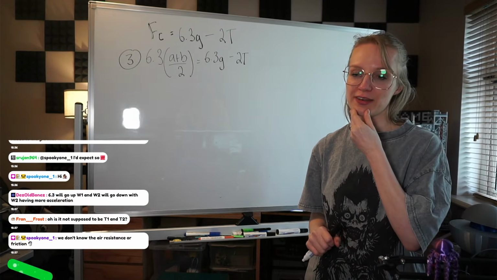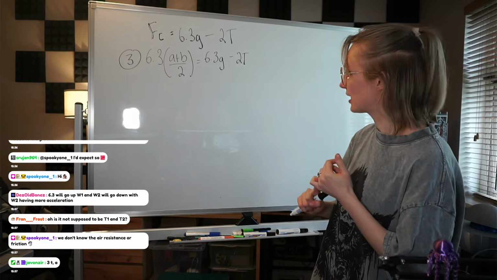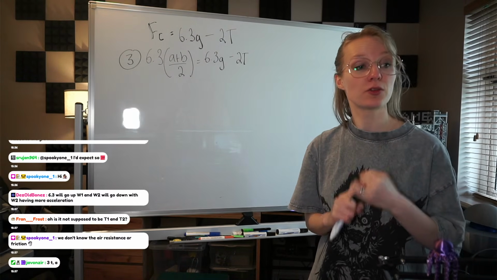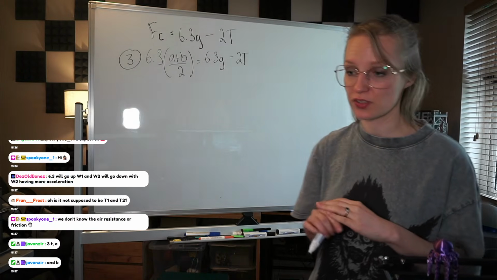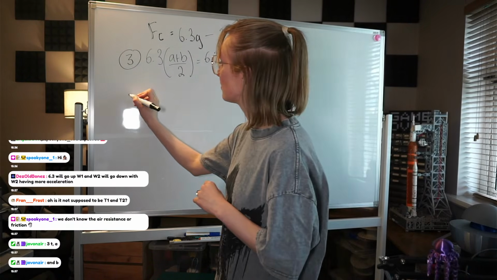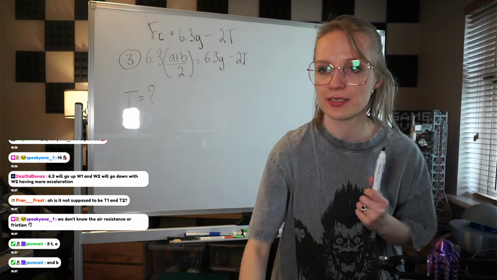We don't know the air resistance. 3. T, that's right. A and B. There's 3 unknowns. But the good news is that we have 3 equations. So if we're solving for T, let's do exactly just that.